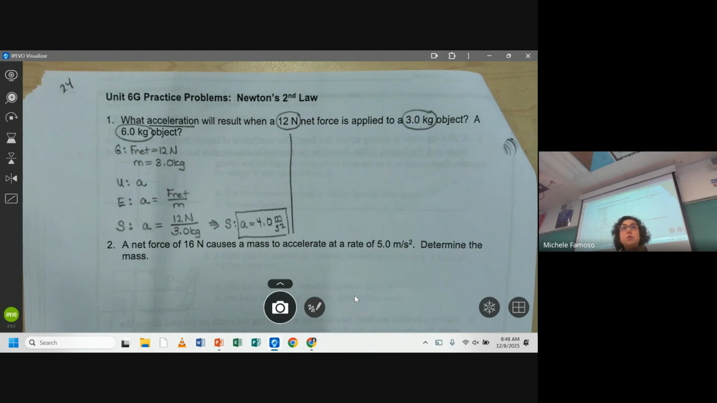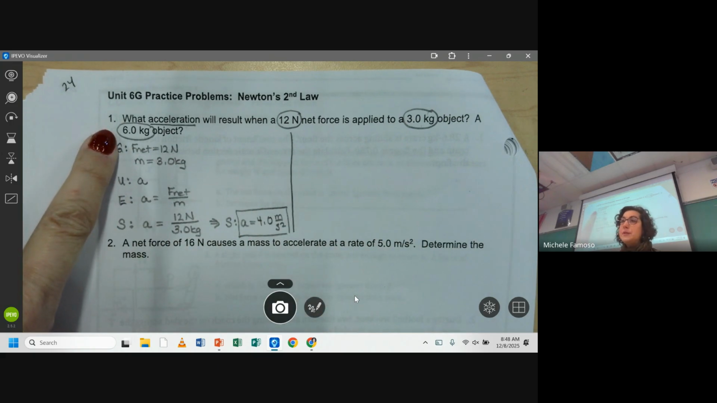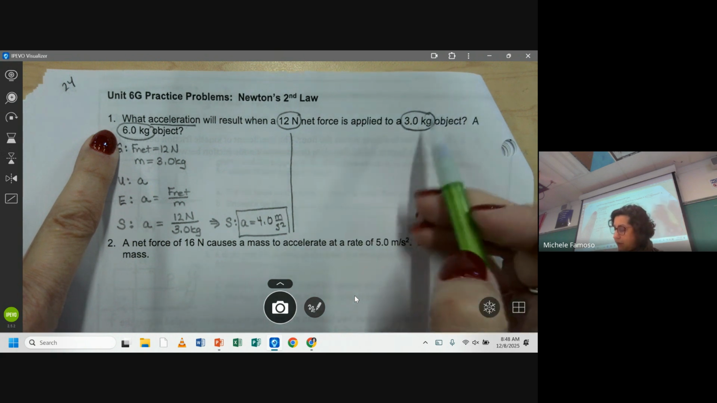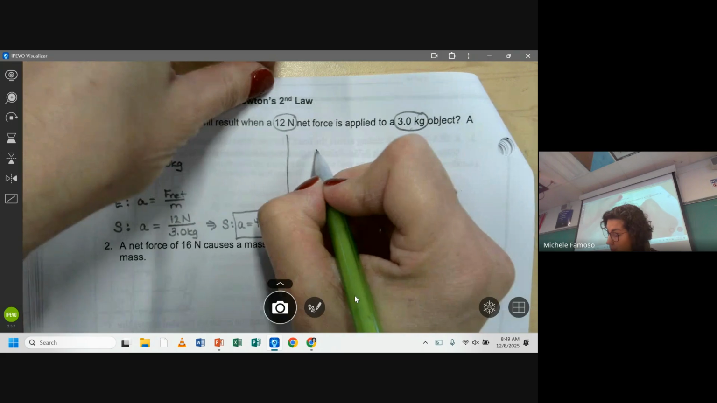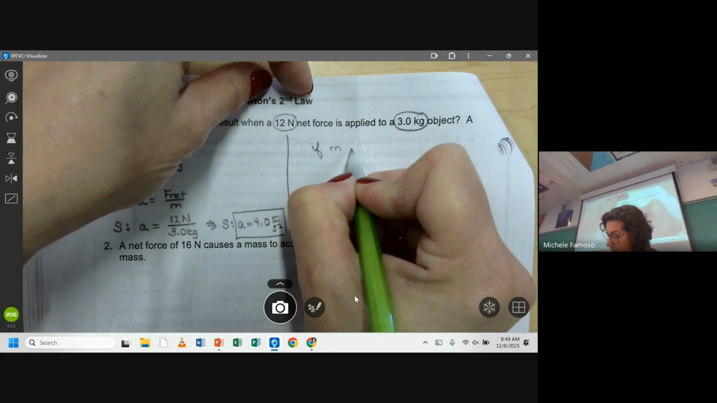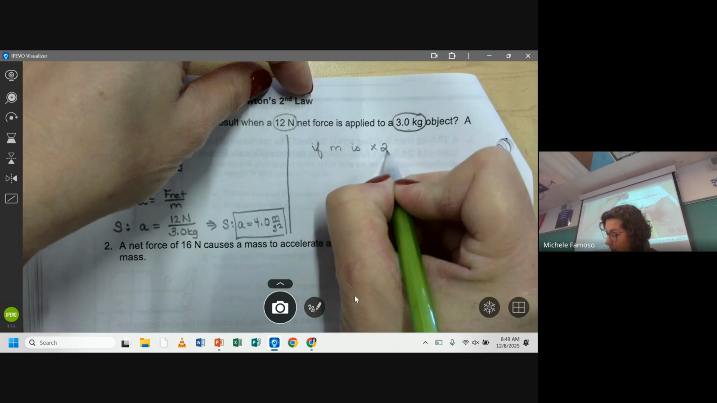Now, I am not going to use the GUESS method for the second question. I'm going to use the mathematical relationships that I know from Newton's second law to help me figure out what happens when I change the mass from 3 kilograms to 6 kilograms. What multiplication factor gets me from 3 to 6? 2. I'm multiplying by 2. So the mass is being multiplied by 2.